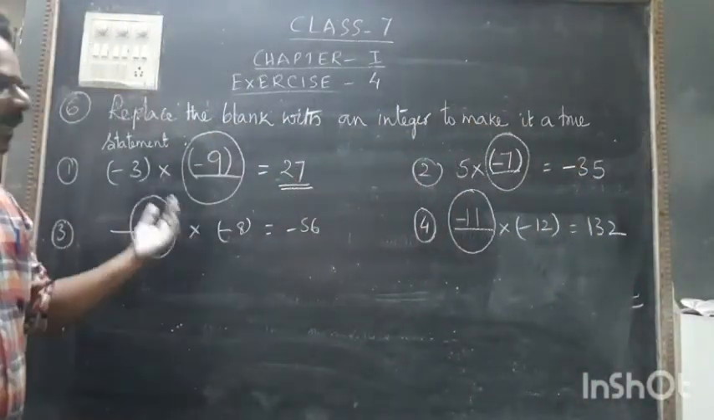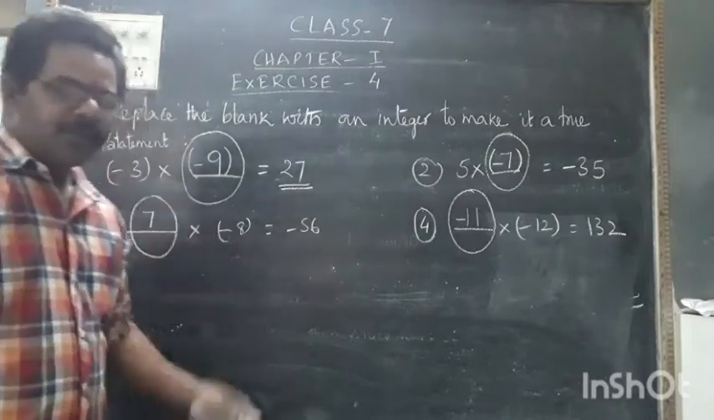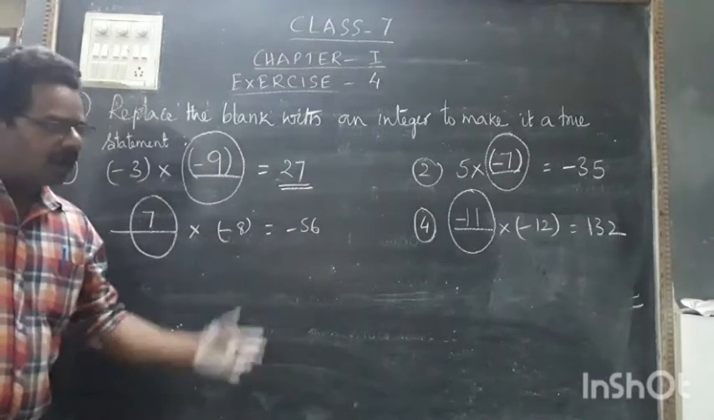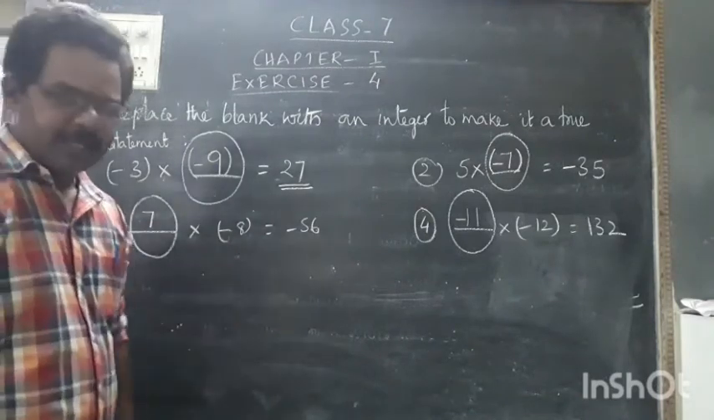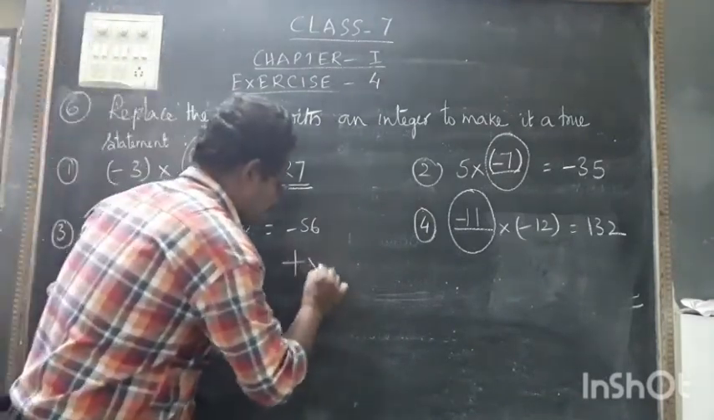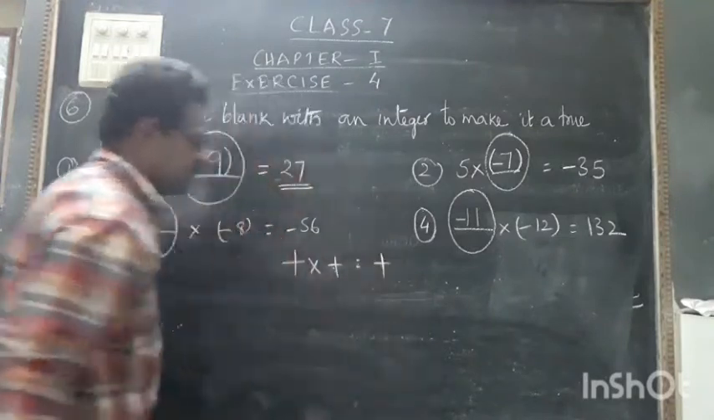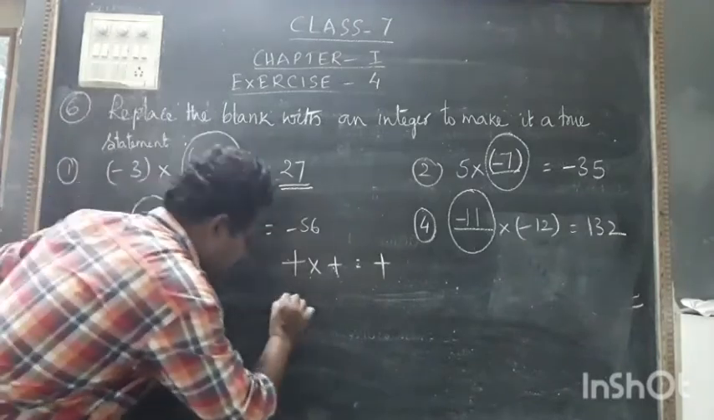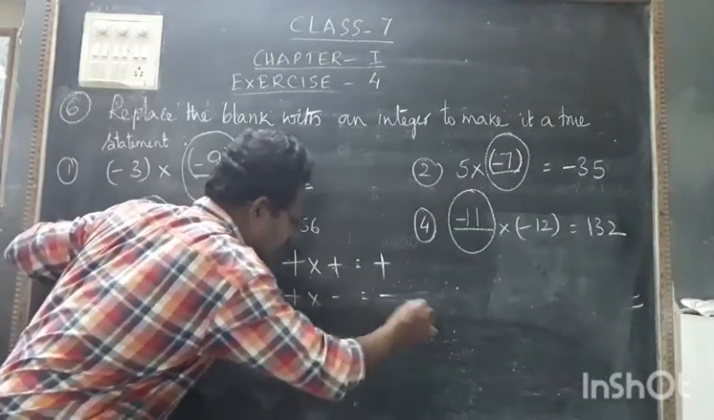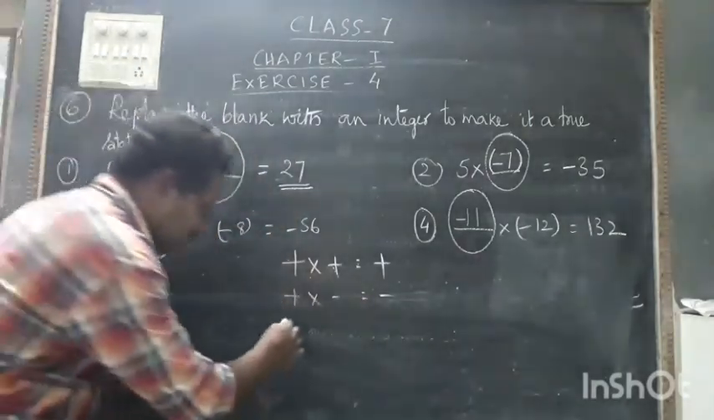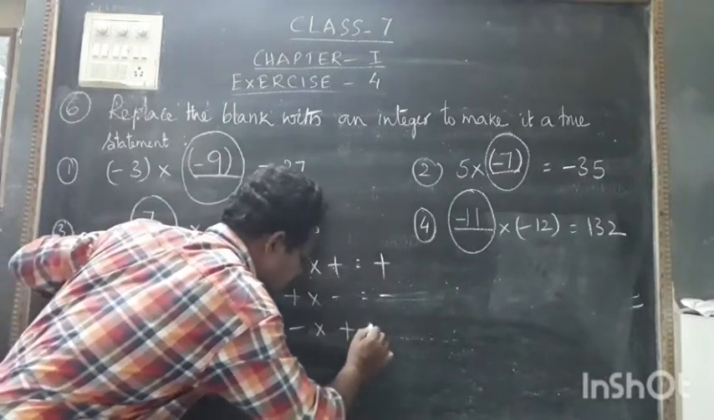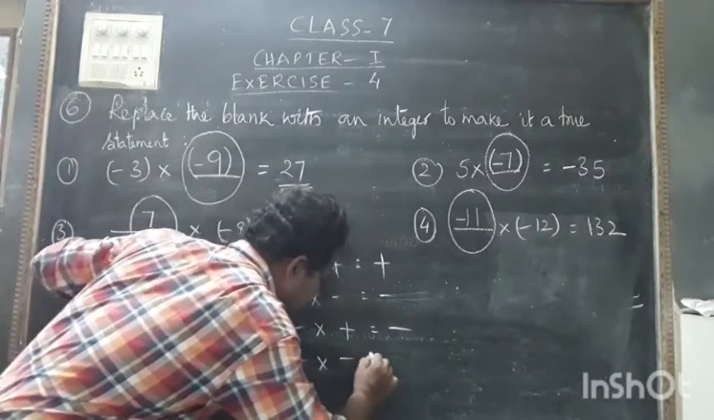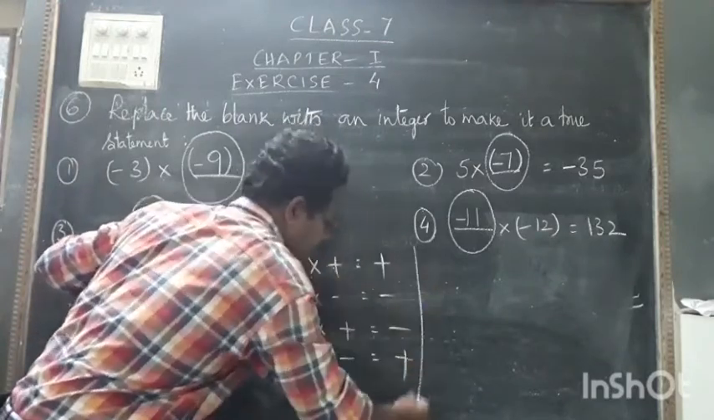Like this, any blanks are given, you can do easily with the help of tables and symbols. All the symbols we know. Plus into plus is equal to plus. The product of two positive integers is always a positive integer. The product of one positive integer and one negative integer is a negative integer. The product of one negative integer and another positive integer is a negative integer. The product of any two negative integers is always a positive integer.